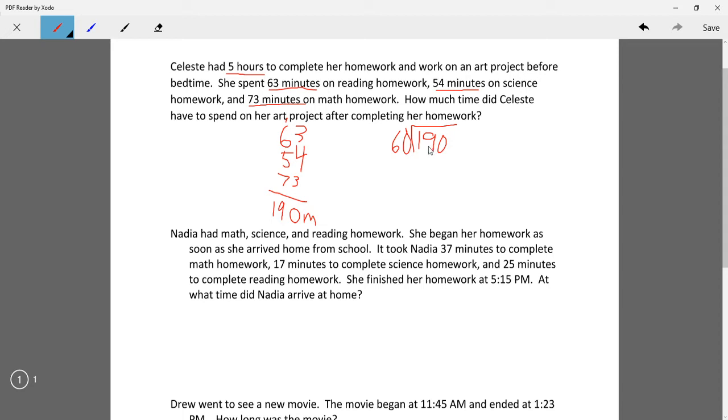So I know that 60 goes into 190 three times, right? So I would put the 3 here, and then 180, I'm going to subtract, and that's 10, so it would be 3 hours, remainder 10, so that's actually 3 hours 10 minutes, right? And then we're subtracting that from 5 hours. So 5 hours.